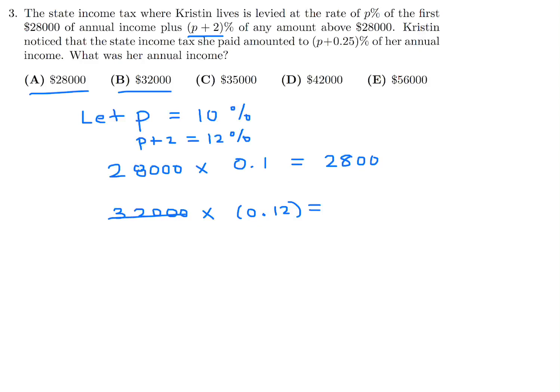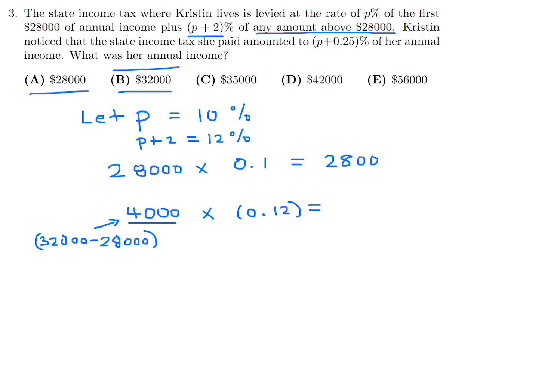That's wrong. You have to multiply the amount that is above 28,000, right? As this question states, any amount above 28,000. So if she earned 32,000, how much above 28,000 did she earn? $4,000. Essentially 32,000 minus 28,000 subtracted from 32,000. All right?